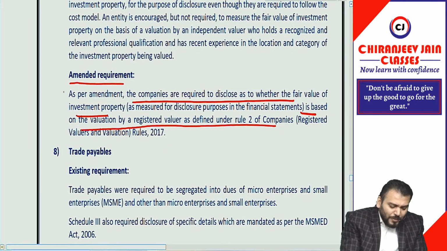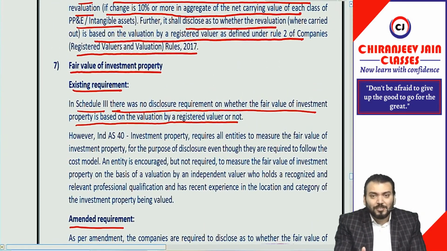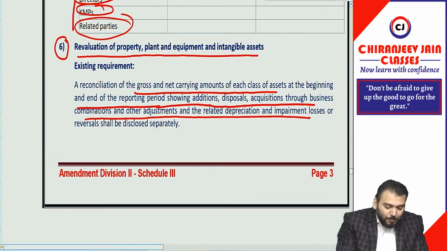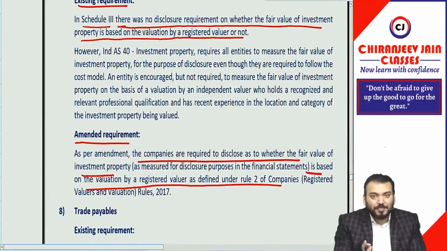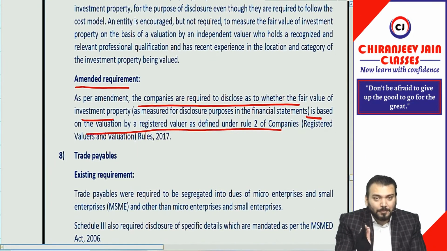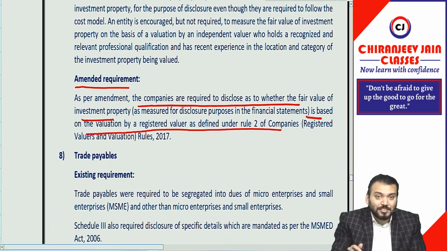Correct. Now, I don't know whether this is important from the examination point of view or not, because normally this type of disclosure they don't ask in exams. So I don't know whether point number 6 and point number 7 are important or not. Wherever it is important, I'm mentioning important. Wherever it is not important, I'm not mentioning anything, because it may be asked also.